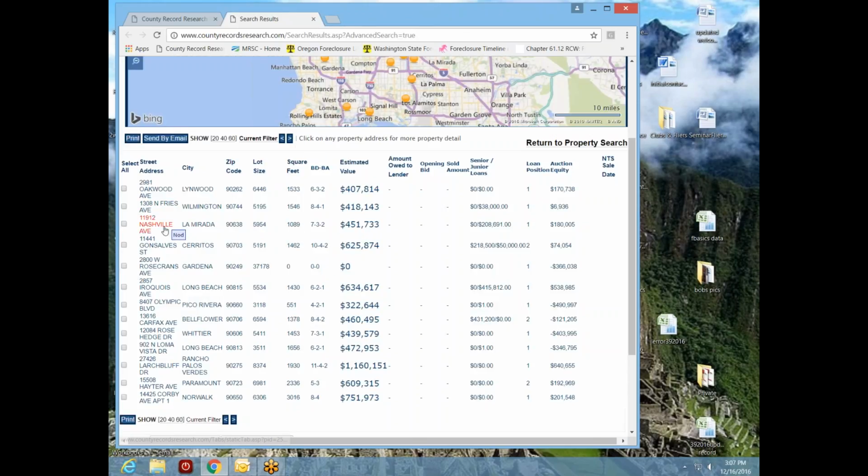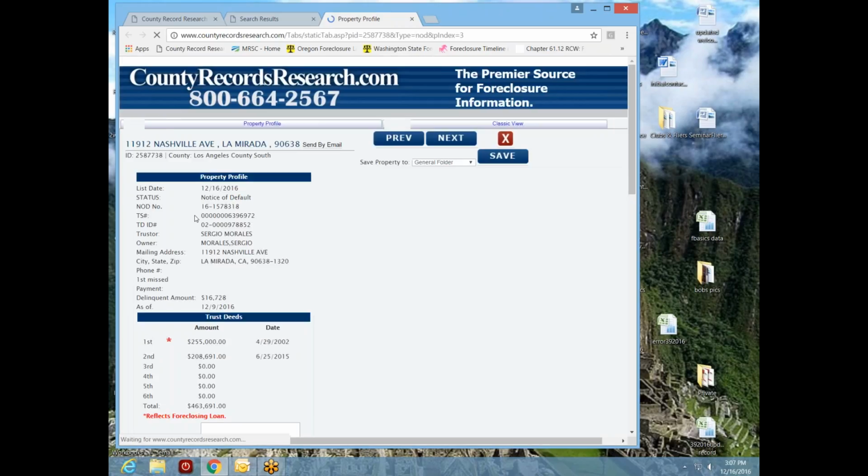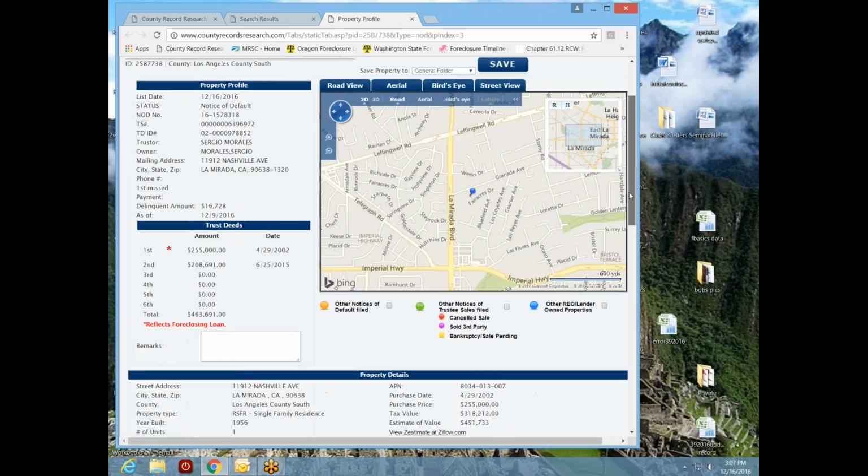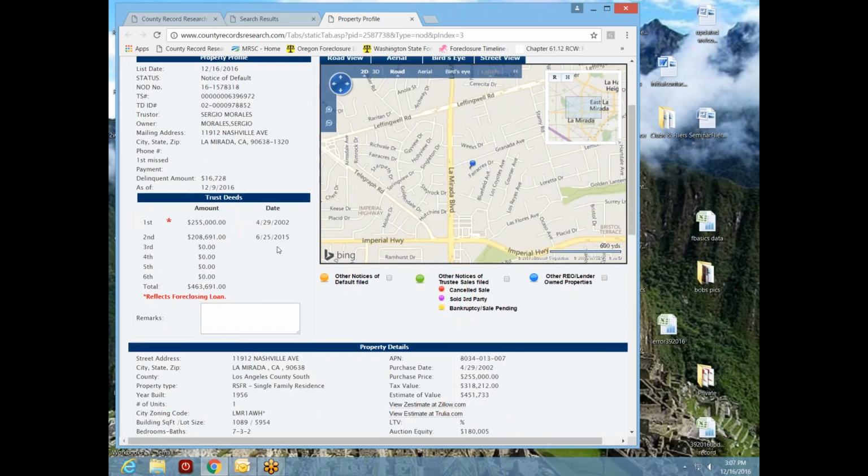Now, notice this one on Nashville Avenue in La Mirada. This property, similar to the one on Oakwood and Linwood, has an equity position of $180,000. But don't think too fast, because look, this is a foreclosing first with a second. Now, the auction equity does not consider the second, because the first is foreclosing and it wipes the second out. So Nashville is upside down. Okay. No. Oh, okay. I could be wrong.